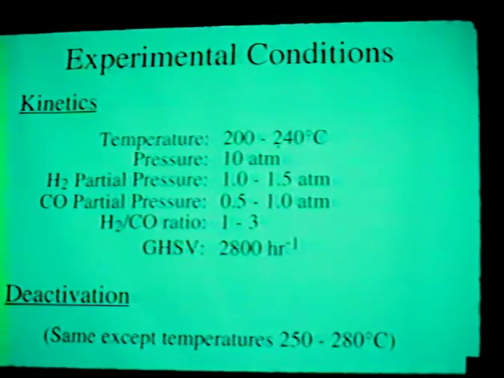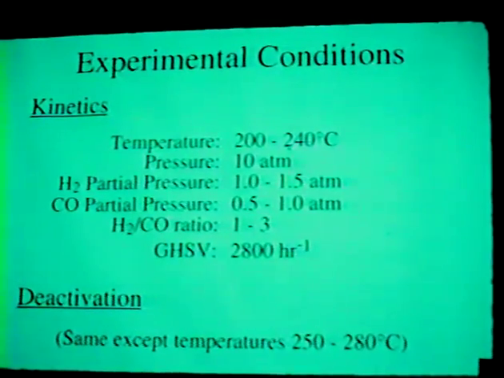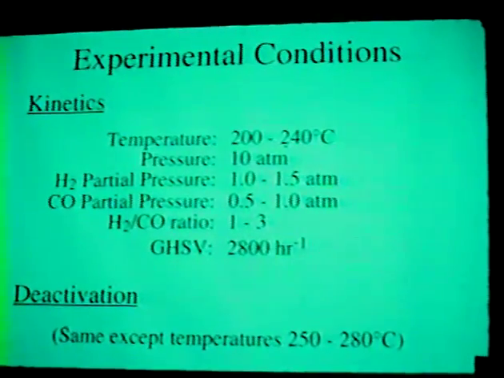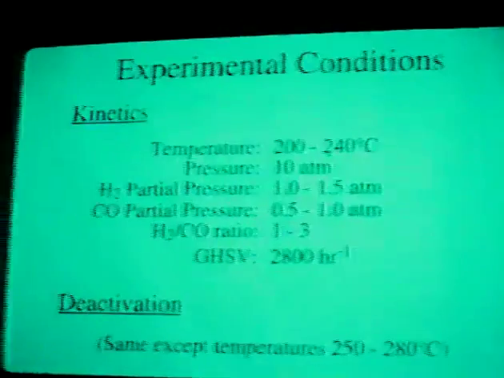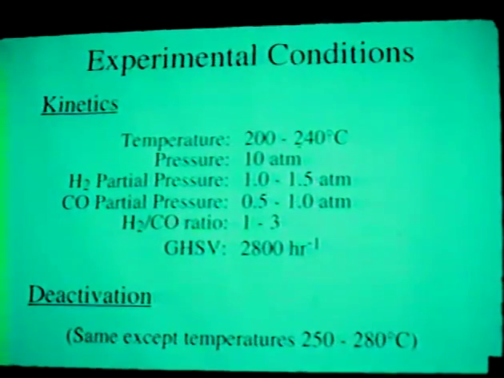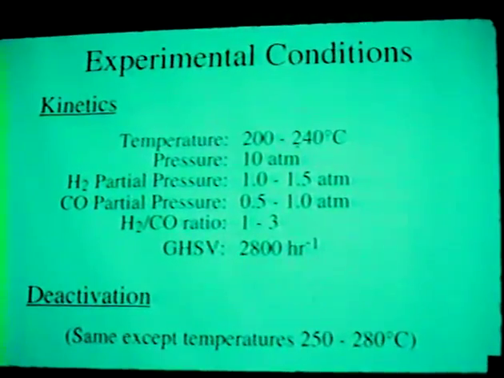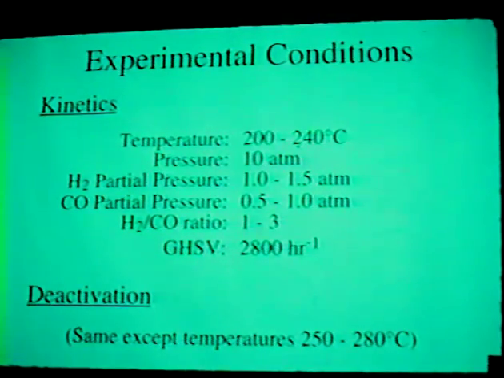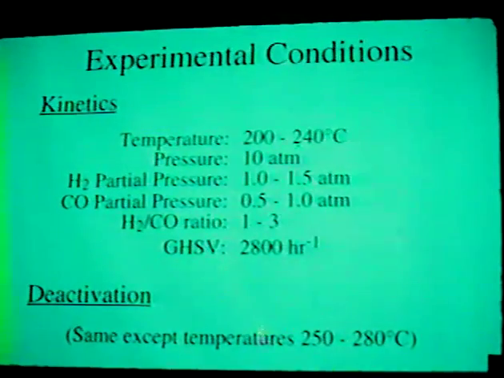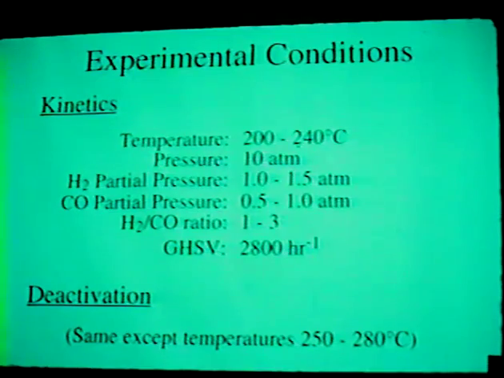Conditions of the experiments are shown here. Temperatures range from 200 to 240 degrees C. Total pressure was kept at 10 atmospheres. Hydrogen partial pressure and CO partial pressures were varied over the ranges shown, with corresponding hydrogen to CO ratios ranging from 1 to 3. Deactivation experiments use the same conditions, except for the fact that the temperatures were raised from 250 to 280 degrees C.